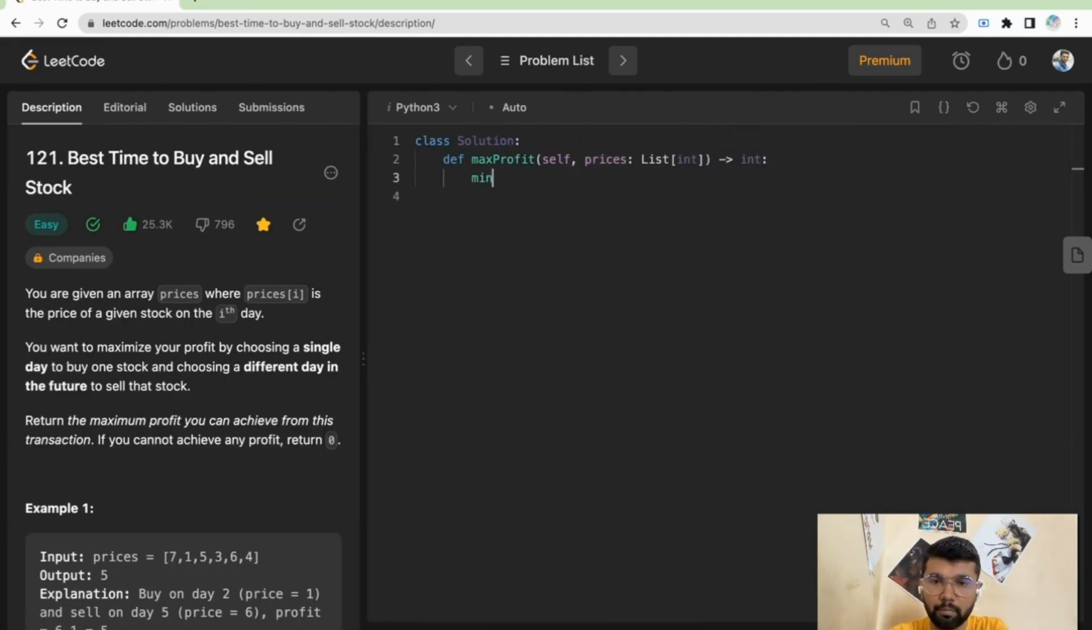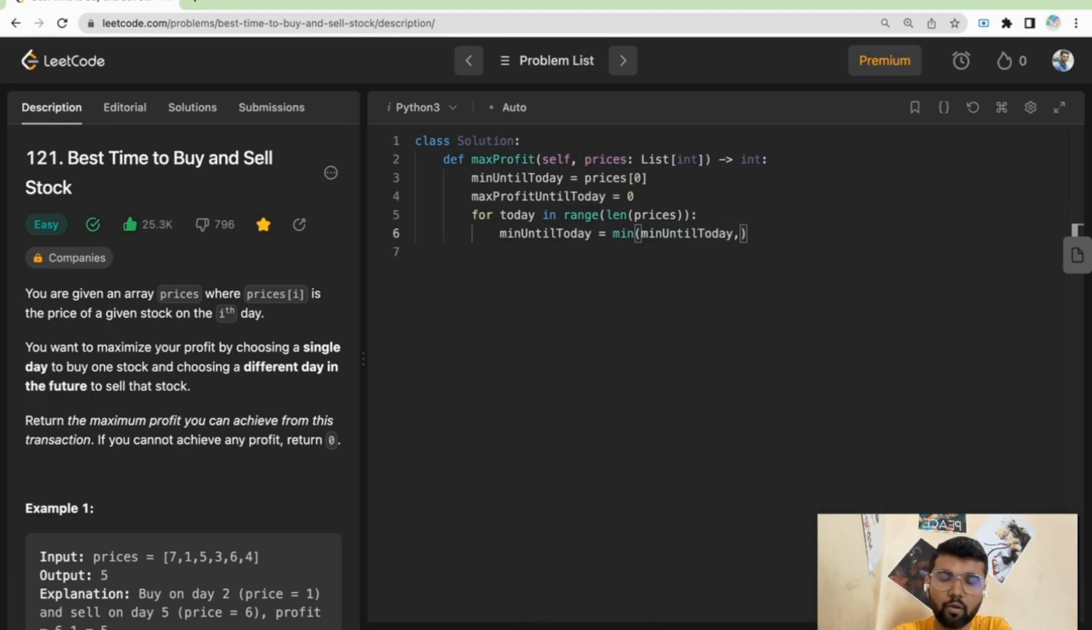First, take a minimum until today. That is prices of 0, the first element. So the max profit until today will be 0. Now iterate over the array, length of prices, and again, take the minimum until today, which will be the minimum of minimum until today, comma, the price of the stock on the current day, that will be prices of today.